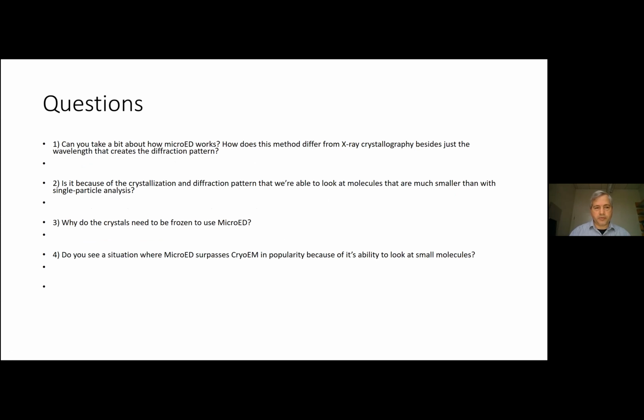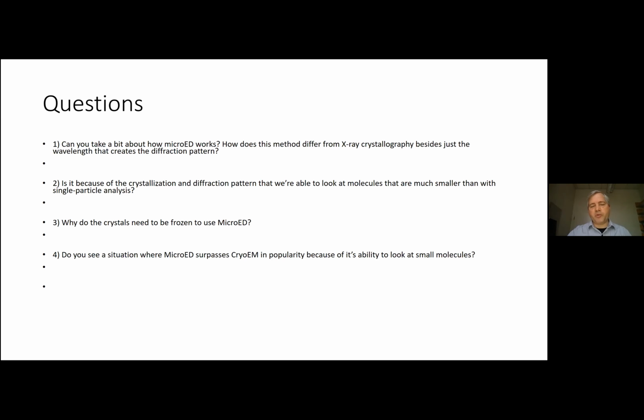Let's see, I sort of answered number 1, I think. Is it because of crystallization and diffraction that we're able to look at molecules that are much smaller? Yeah, the reason crystallography, or MicroED, works for small molecules while single particle doesn't, is that if things are too small, you can't see them by single particle. Less than about 50 kD is currently almost invisible by single particle. So you can't pick the particles because you can't see them, and then you can't align them, so none of single particle works.